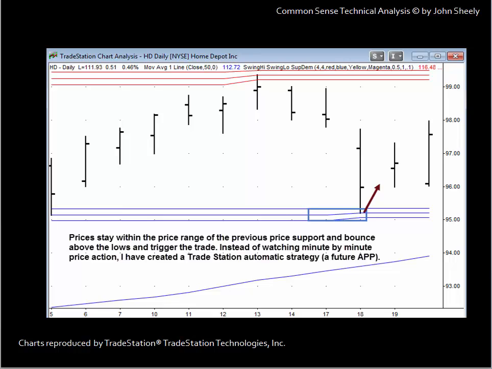Traders Country Club has actually created a strategy that automatically enters the trade, determines the number of shares based upon the dollar risk for the trade. It actually enters the profit objectives, and enters the stop loss levels as well. It is able to do this automatically.